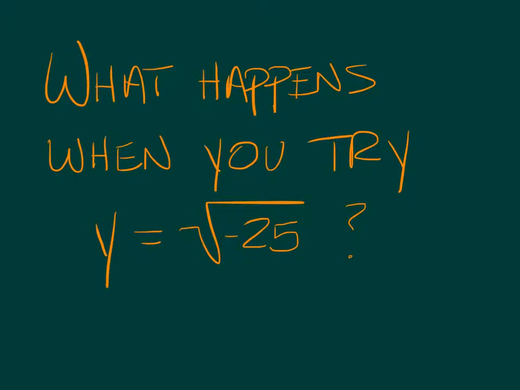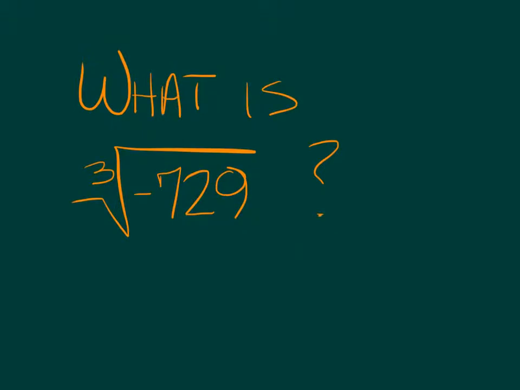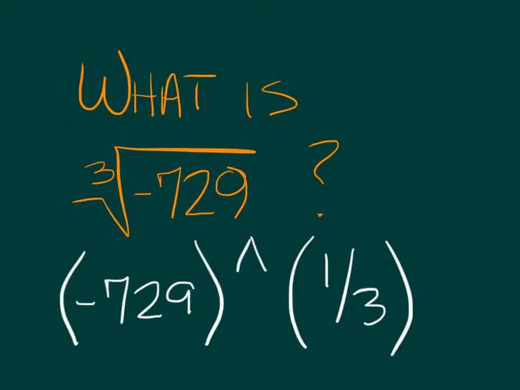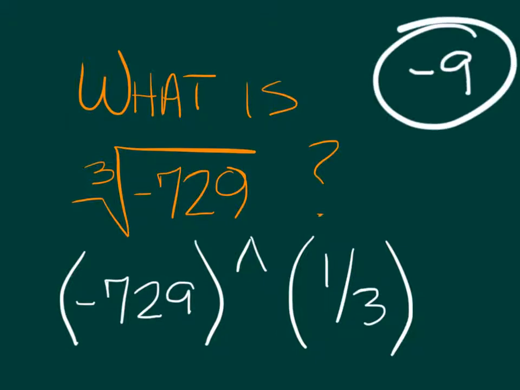What happens when you try y equals the square root of negative 25? You get an error, that's right. What is the cube root of negative 729? In your calculator, if you want to do this one, you have to do the following. Negative 729 in parentheses, caret, parentheses, 1 divided by 3. The answer to this is negative 9.